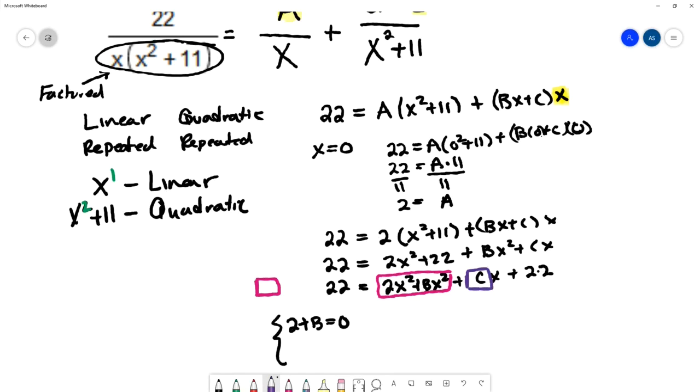On the right-hand side, we have a coefficient of c on the x term, and we don't have an x term on the left. So that means that it has a coefficient of 0, so c equals 0. And the constants, we really don't need to worry about them because there's no variables there. We have 22 equals 22. But with this information, we can now find b and c. By subtracting 2 on both sides, we see that b is equal to -2 and c is equal to 0.